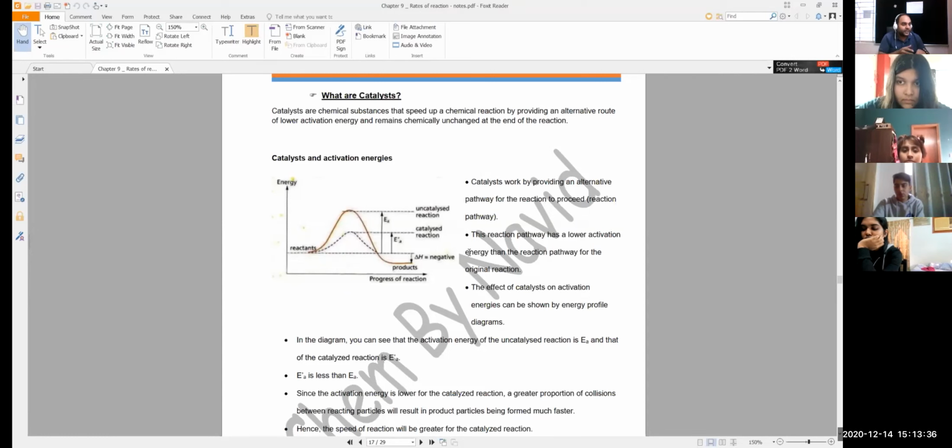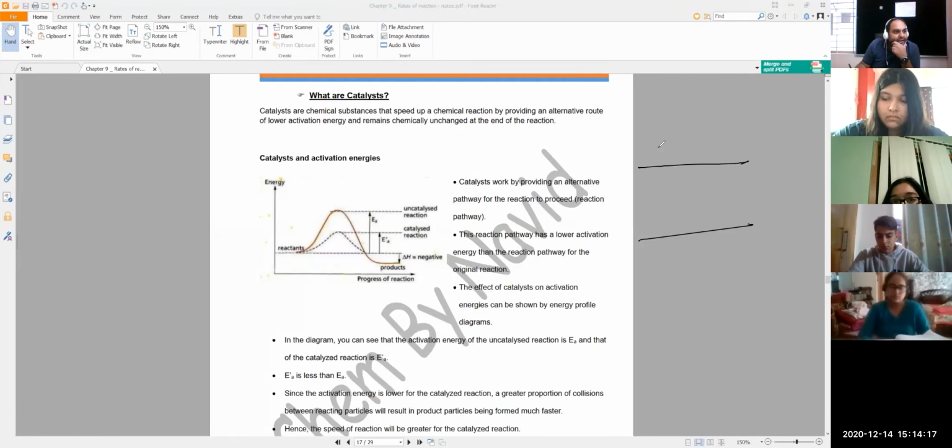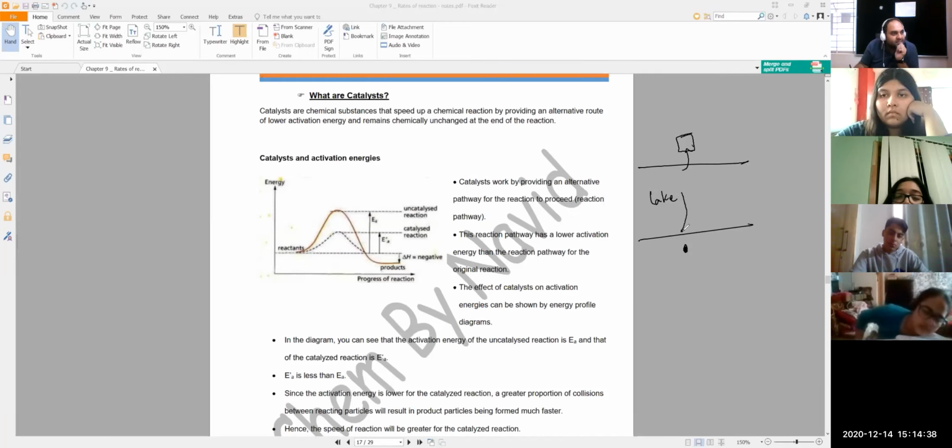We don't need the mechanism now; mechanism is in A2. Suppose this is a lake. You're standing on this side and you want to come to this side, right? Okay, you want to come here. There's nothing else; the only way you can cross this lake is by swimming.